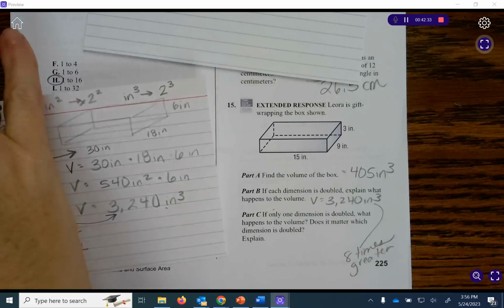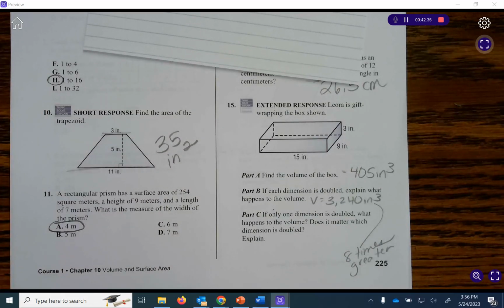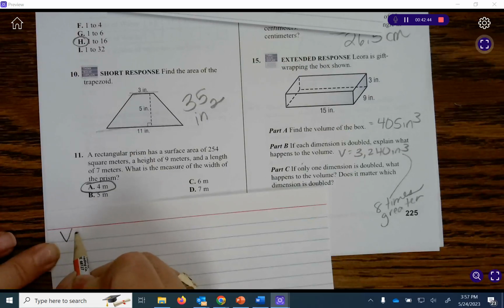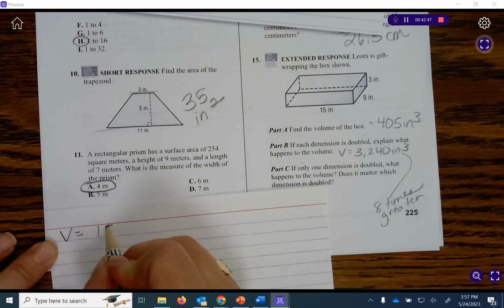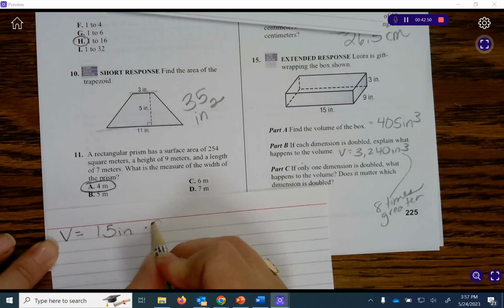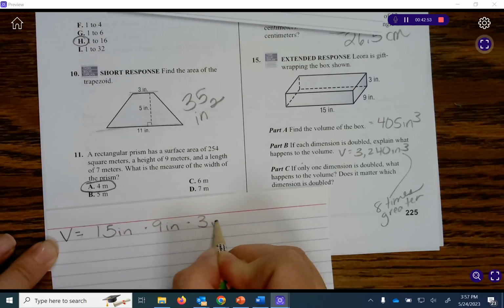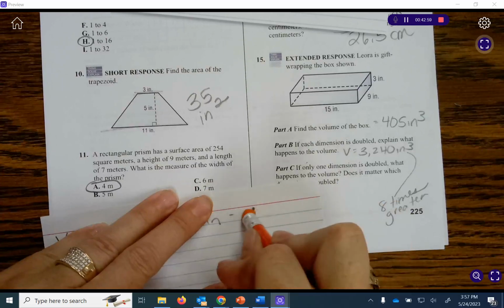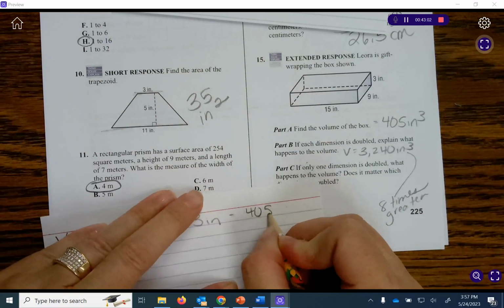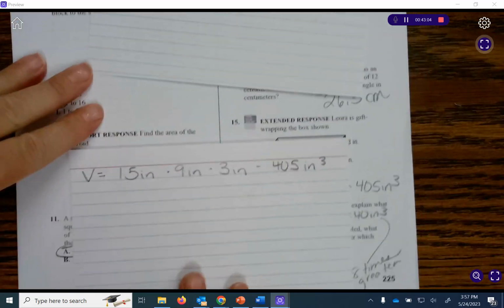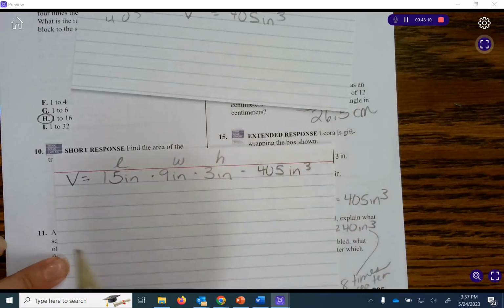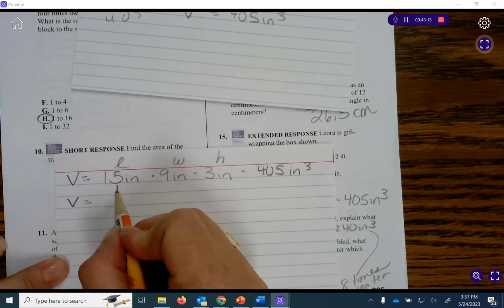Next, they're asking us to just double one of the dimensions, okay? Not all of them. So we had our volume originally be 15 inches times 9 inches times 3 inches equals 405 inches cubed. Now they want us to just double one. So this is length, width, and height. All right, let's make this double.